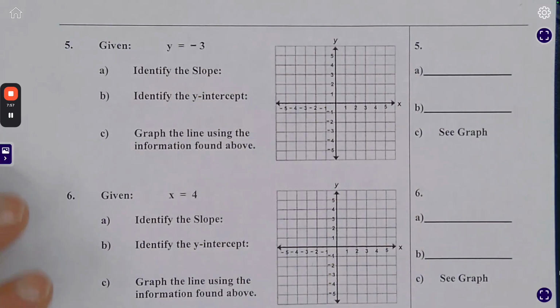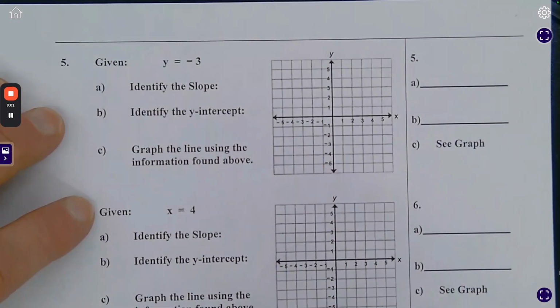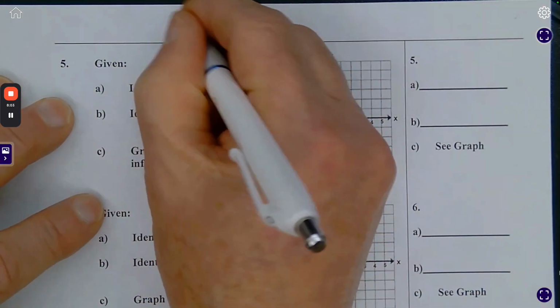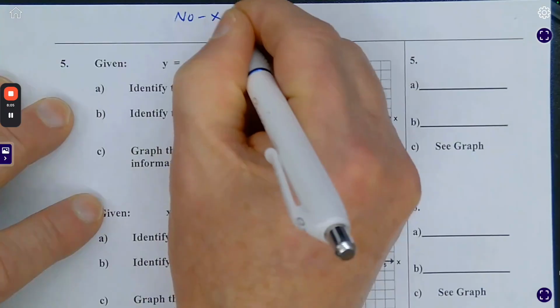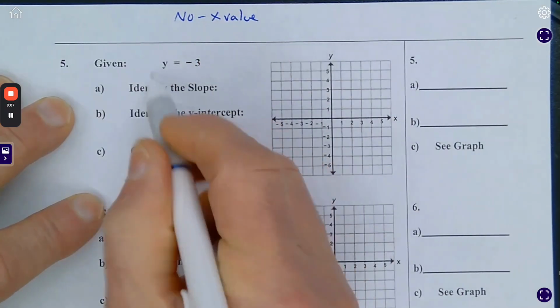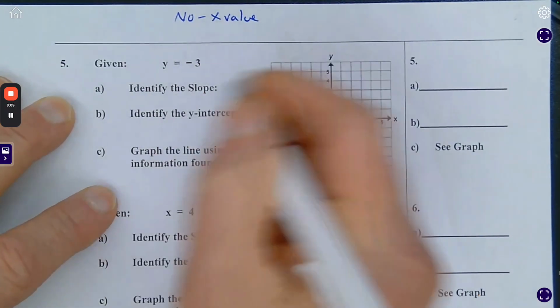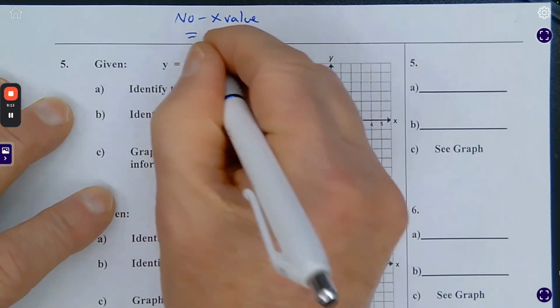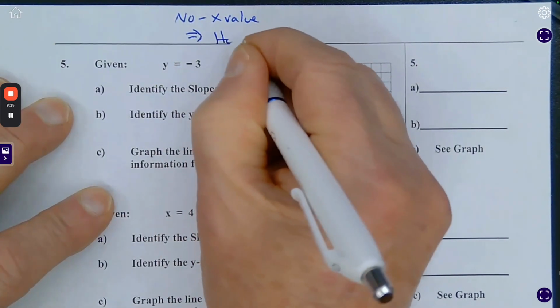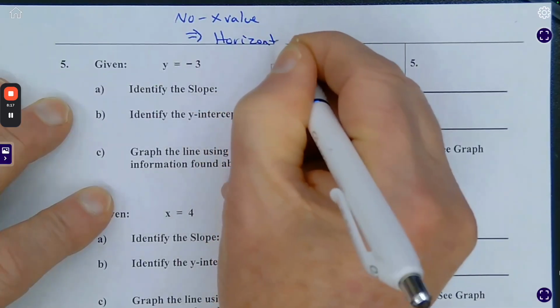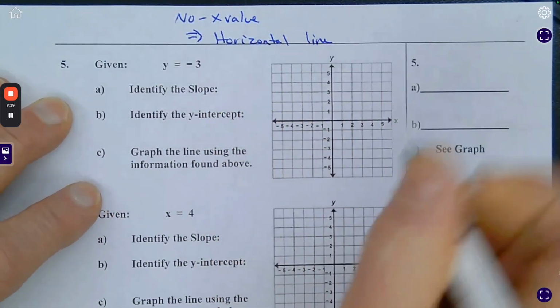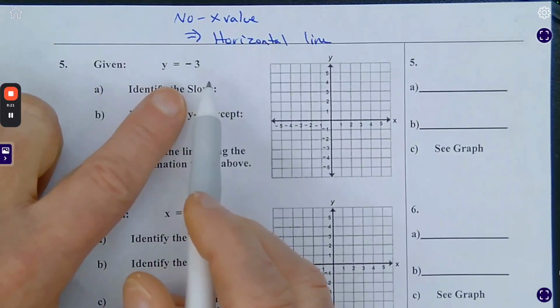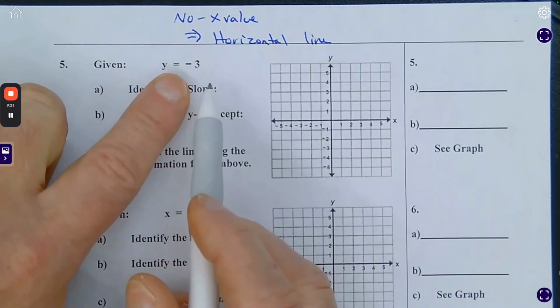Okay, whoa, what's this? This is new. Notice how there's no x value, right? There's no x here. Well, when you have no x and you're graphing a line, and we are graphing a line, this is what we call a horizontal line. And what must be true is that every ordered pair you plot must have a y value of negative 3.